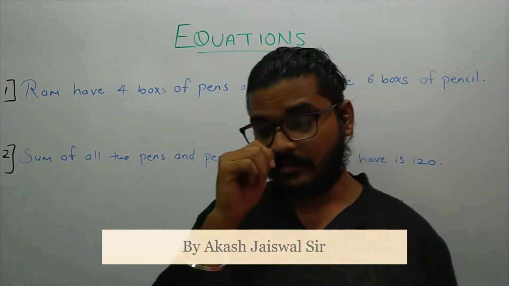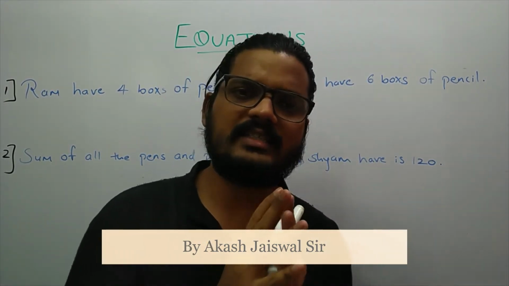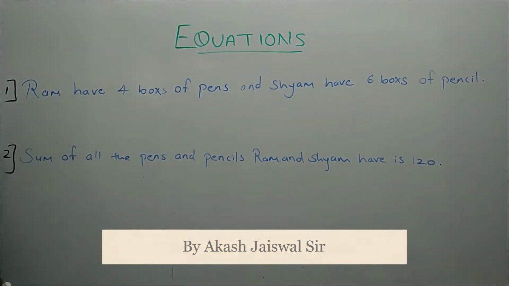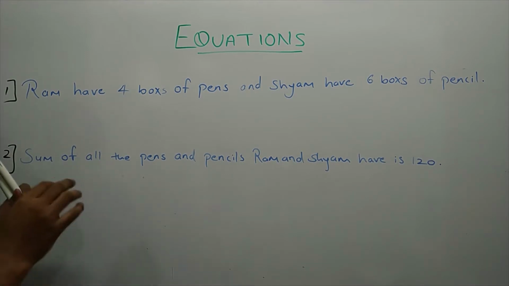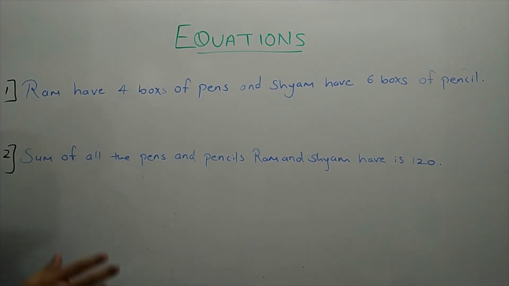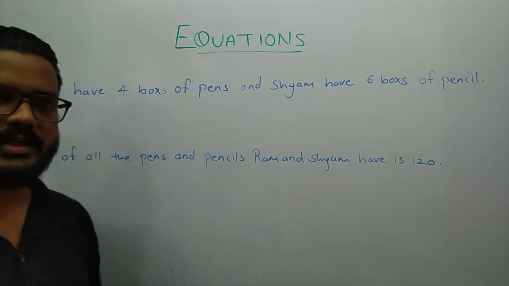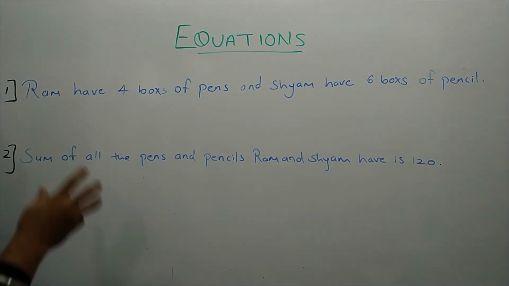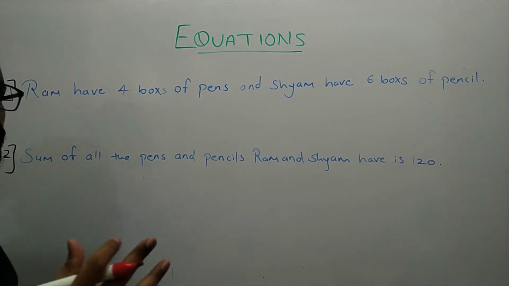So students, before we start with equations, let's try and understand a few of the statements which I have for you guys. So I have a few statements right over here. Statement number 1 reads, Ram has 4 boxes of pens whereas Shyam has 6 boxes of pens. Now this is the English statement. What if I want to convert this into a mathematical statement? Now how do we convert this into a mathematical statement? For that we need to assume a few things.